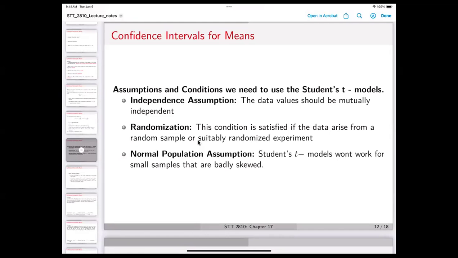It is the same understanding as we did in chapter 16 for the population proportion. Also, randomization, which means that the data values should be selected at random, or simple random sampling. And you should also know that the student t won't work for small samples that are badly skewed. So if the sample size is small and heavily skewed, the t-test won't work.